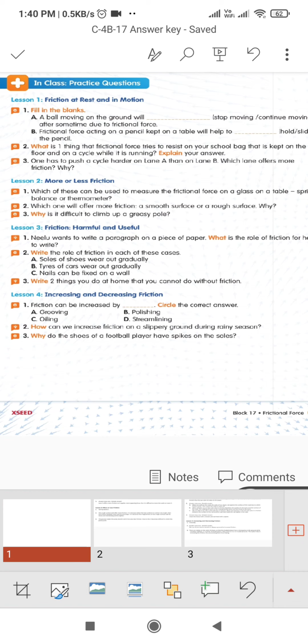Last question, why do the shoes of a football player have spikes on the soles? Spikes means they are sharp. They are very sharp. So why do they have spikes? So that the footballer can have a strong grip on the ground while standing, walking or running.